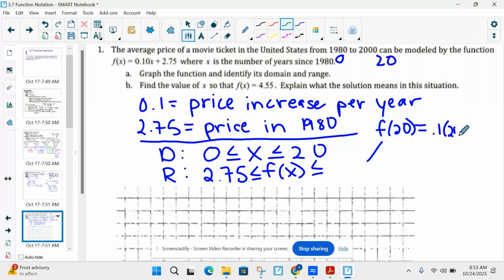0.1. Actually, you might not need your calculator. Hang on, let's just do it without a calculator. 0.1 times 20 is 2. And 2 plus 2.75 is 4.75. So you actually didn't need a calculator for that.